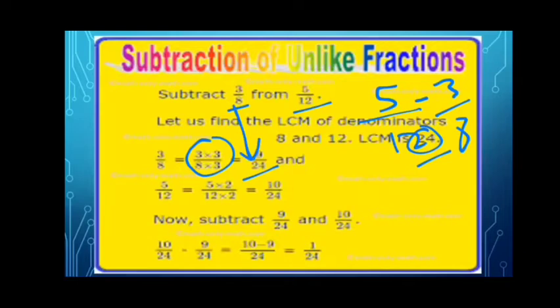Then you do same to 5 over 12. So what is the number you multiply the fraction by to make the denominator 24? Can you think?